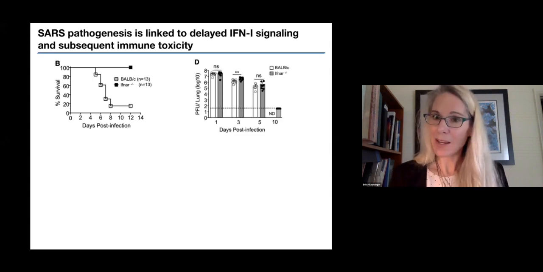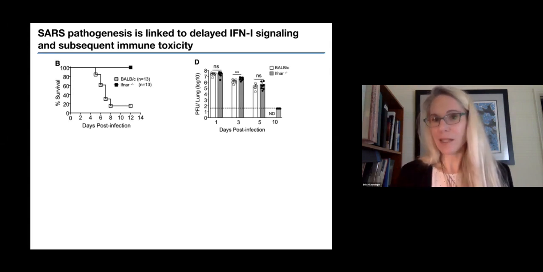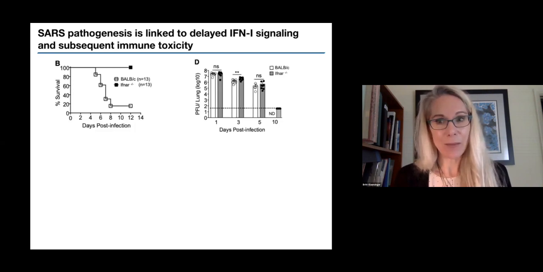And that's not because these mice are not replicating the virus as well. You can see this is just showing the number of plaque-forming units, which is a way to quantify the viral infection per lung for these two mice, and at these various time points, they're basically the same. So the virus is replicating just fine, but the pathology is coming from the immune response here.